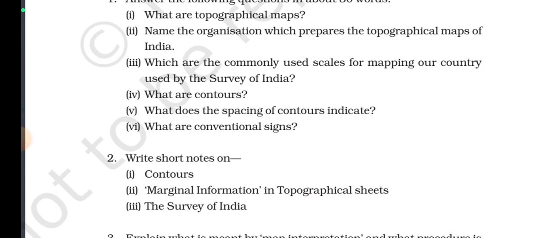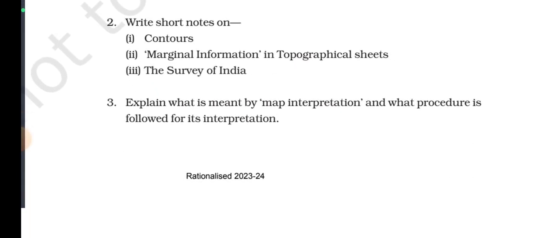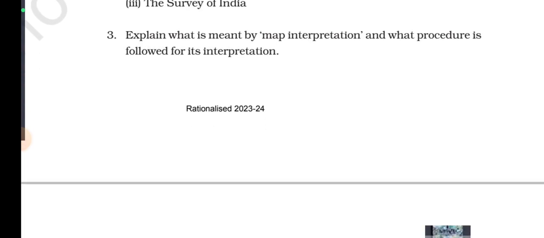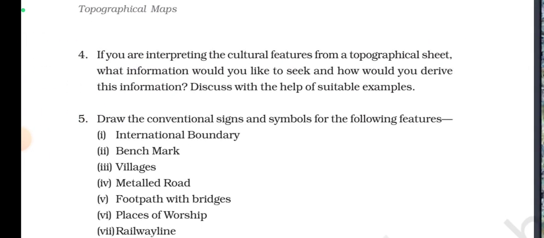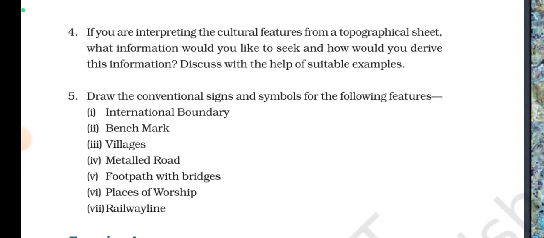What are conventional signs? Now write short notes: contours, marginal information, topographical sheets, the Survey of India. Explain what is meant by map interpretation and what procedure is followed for its interpretation. Okay, so last part. Now if you are interpreting the cultural features from a topographical sheet, what information would you like to seek and how would you derive this information?